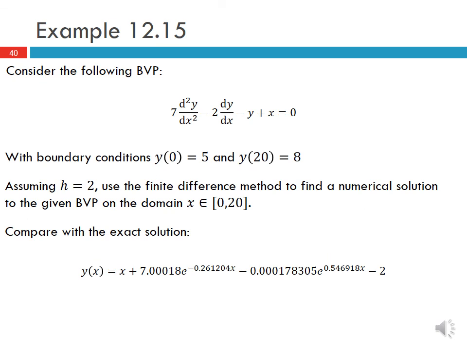So we'll look at one more example, looking at this boundary value problem here. We've got 7 d2y by dx squared minus 2 dy dx minus y plus x equals 0. Boundary conditions, again of the Dirichlet type, y of 0 equals 5 and y of 20 is equal to 8. With an h of 2, we want to use the finite difference method to find a numerical solution on the domain from 0 to 20 and compare with our exact solution, which is given here.